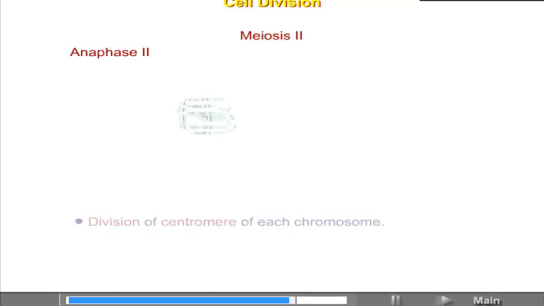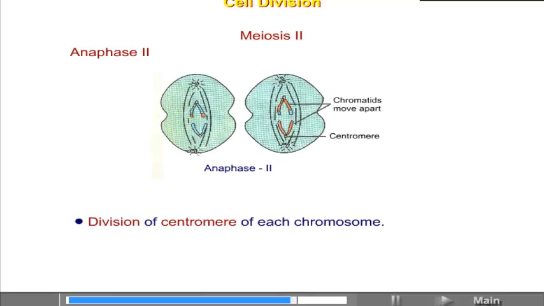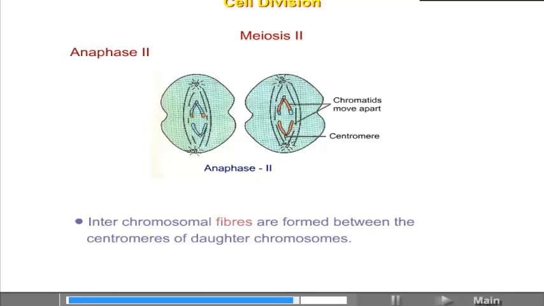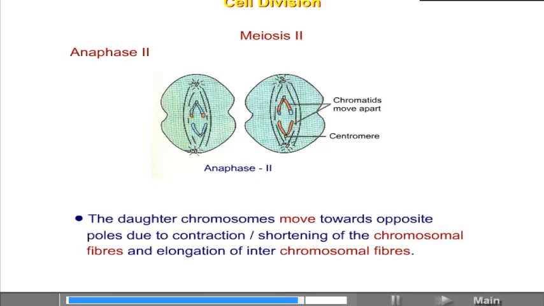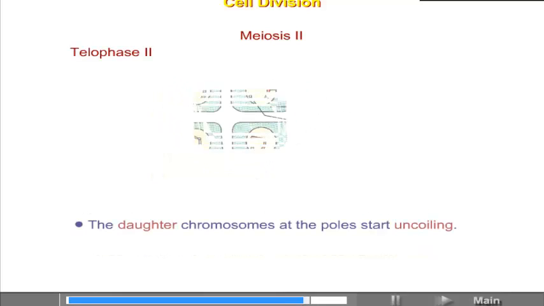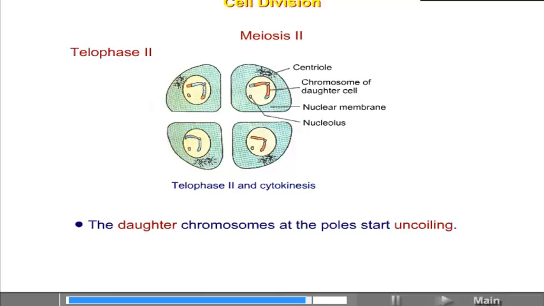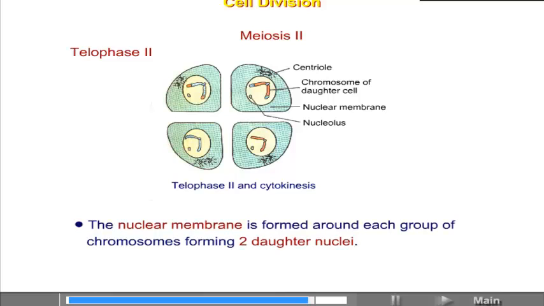Anaphase II. Division of the centromere of each chromosome. Separation of chromatids to form daughter chromosomes. Interchromosomal fibers are formed between the centromeres of daughter chromosomes. The daughter chromosomes move towards opposite poles due to contraction or shortening of the chromosomal fibers and elongation of interchromosomal fibers. Telophase II. The daughter chromosomes at the poles start uncoiling. The nucleolus reappears. The nuclear membrane is formed around each group of chromosomes, forming two daughter nuclei.